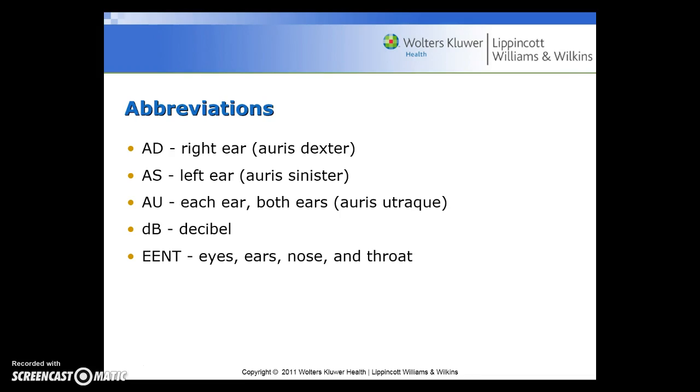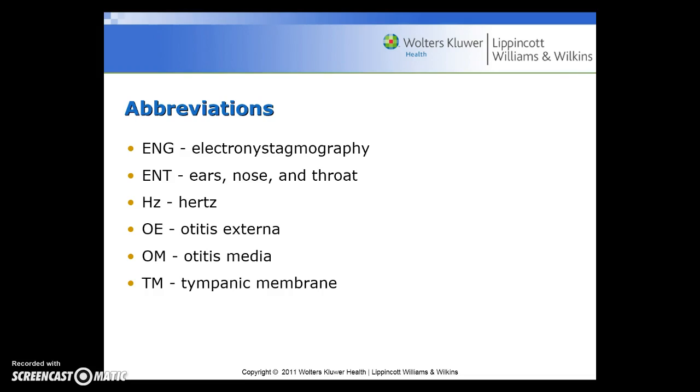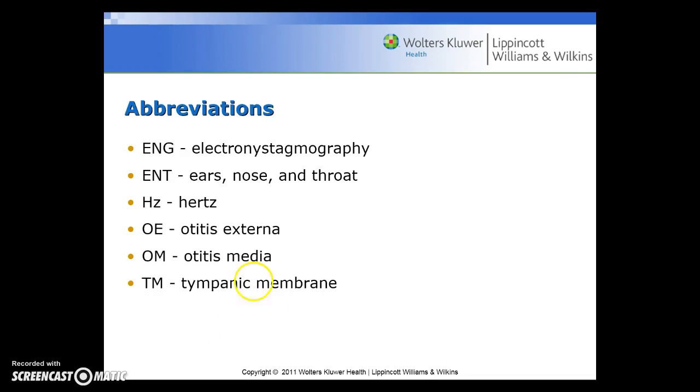DB, decibel; EENT, eyes, ears, nose, and throat; ENG, electronystagmography. ENT, ear, nose, and throat; HZ, hertz; OE, otitis externa; OM, otitis media; TM, tympanic membrane. So go ahead and practice your words, and good luck on the test.